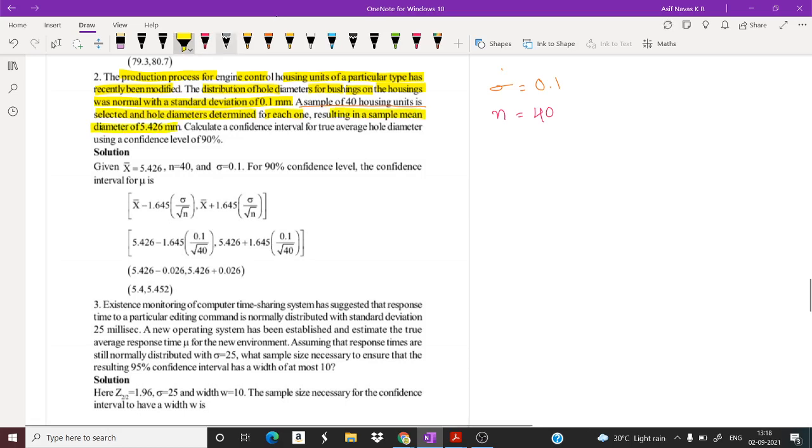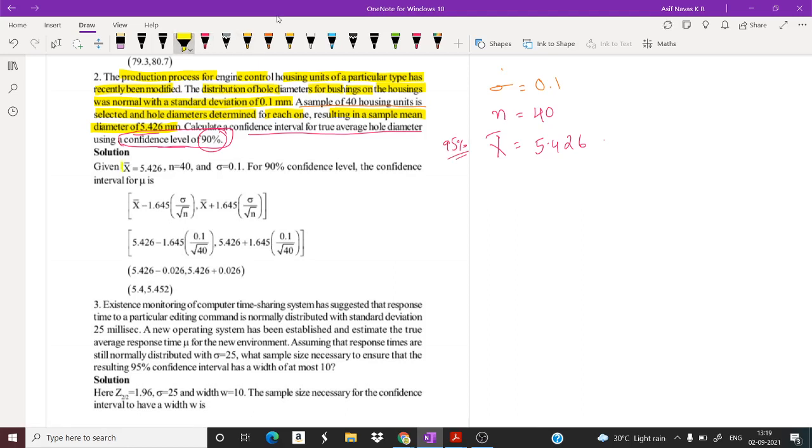Sample mean is given, x bar is given, 5.426. Calculate the confidence interval for the true value of hole diameter with a confidence level of 90%. So here the confidence level is given as 90%. So we have to do that. If it is not given, then we will do 95%.